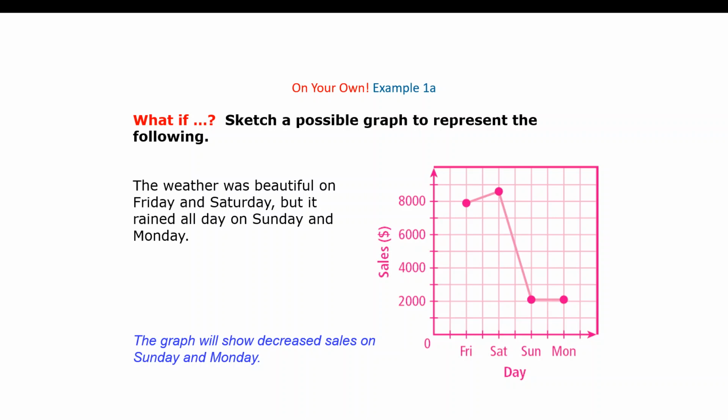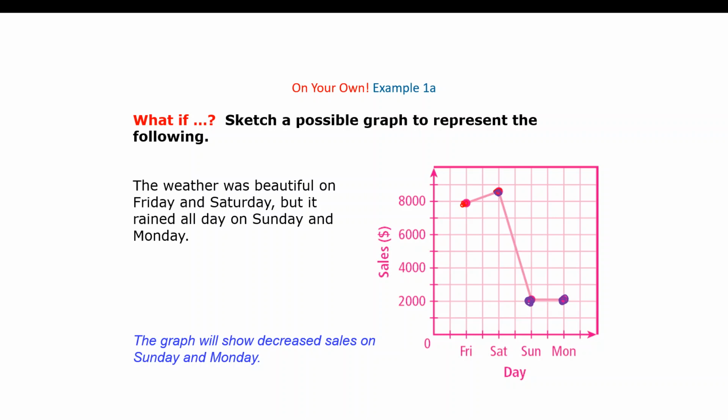the weather was beautiful on Friday and Saturday. So Friday, they figured good sales. Everybody's out of school on Saturday, so even a little bit better. But then notice on Sunday the sales drop way low and stay low on Monday because nobody's going to be in the park on those days.